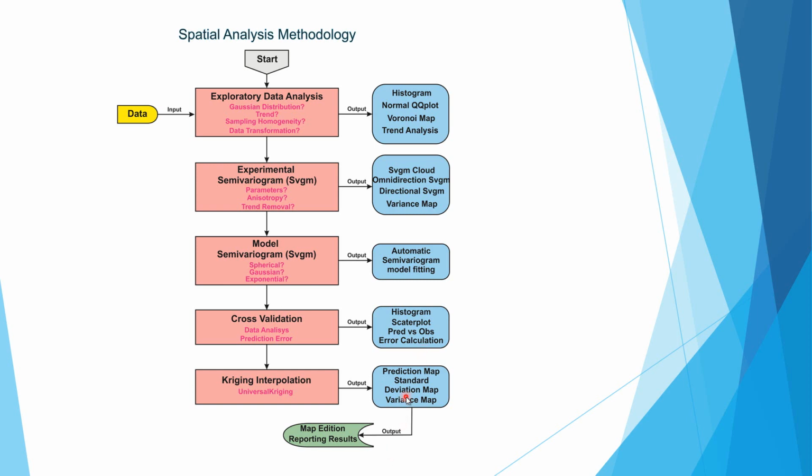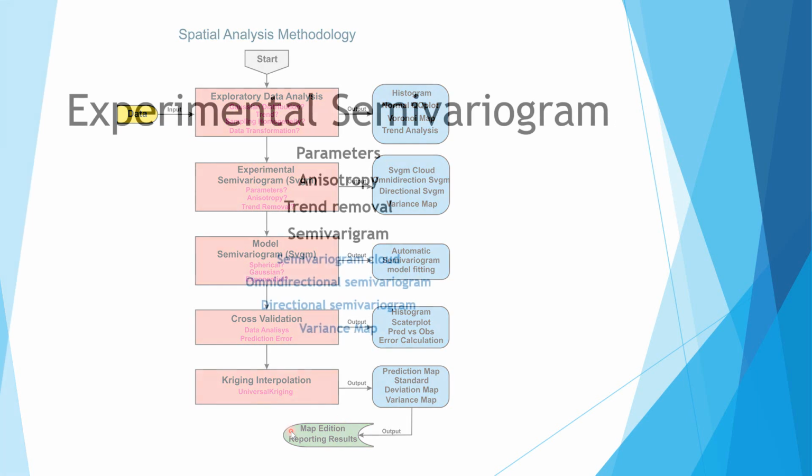In these tutorials, I am going to explain with examples, step by step, the spatial analysis methodology, where I'm going to be talking about exploratory data analysis, experimental semi-variogram, model semi-variogram, cross-validation, Kriging interpolation, and also at the end we are going to be working with the map edition with Quantum GIS and also reporting results.